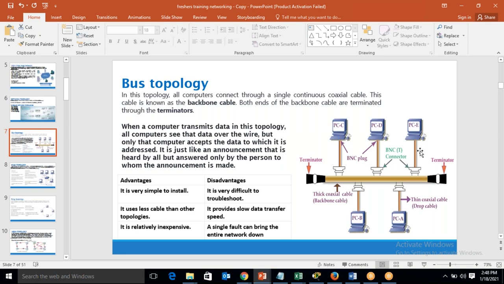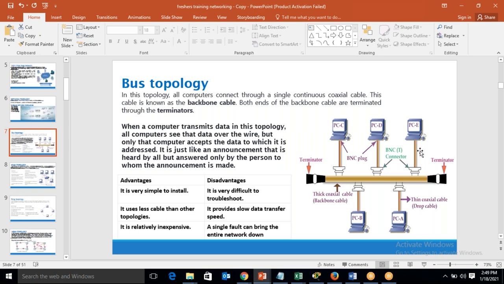Because the data transfer has to depend on only one cable, data transfer is very slow. A single fault can bring the entire network down. As there is only one cable, if there is any problem in that cable, we have to bring the entire network down, because the complete network is dependent on this particular cable.